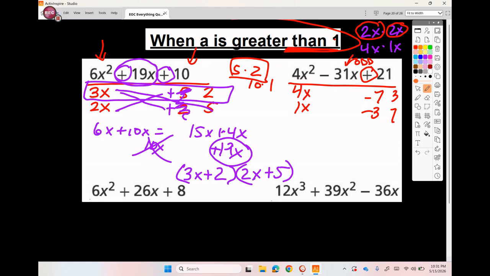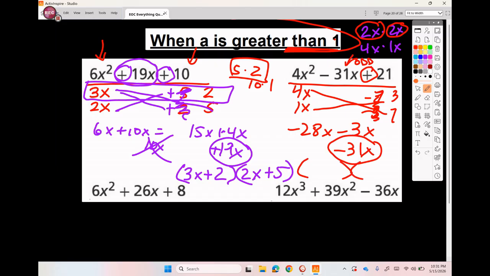This one gives me negative 12 and negative 7, which doesn't work. So we know it's going to be the other way around. Negative 7 times 4, 1 times negative 3. Together, that's negative 31x. We have the correct middle number and sign. So we're ready for the answer at that point.